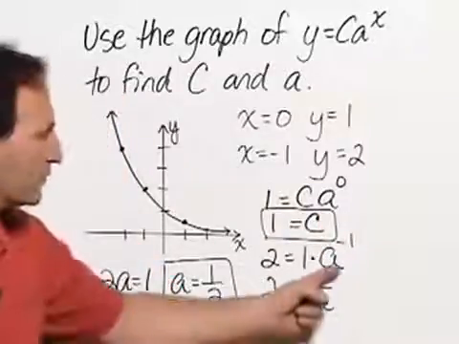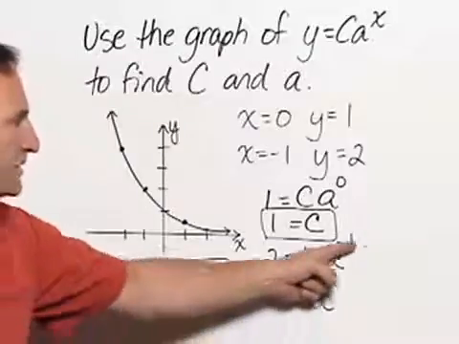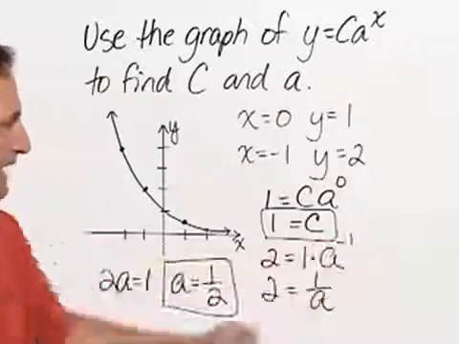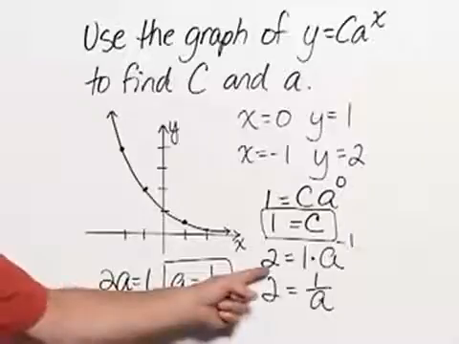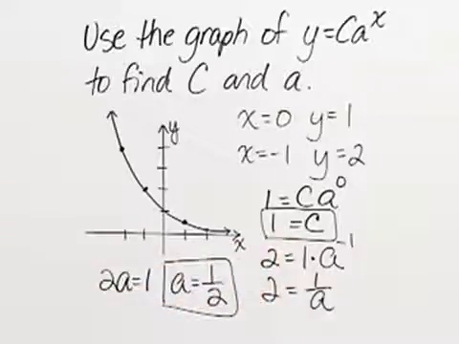The other smooth way of solving this would be to raise both sides to the -1 power, because a to the -1 to the -1 would be a to the +1. And then this would be 2 to the -1, which is 1/2. So either way you do it, we have c is 1 and a is 1/2.